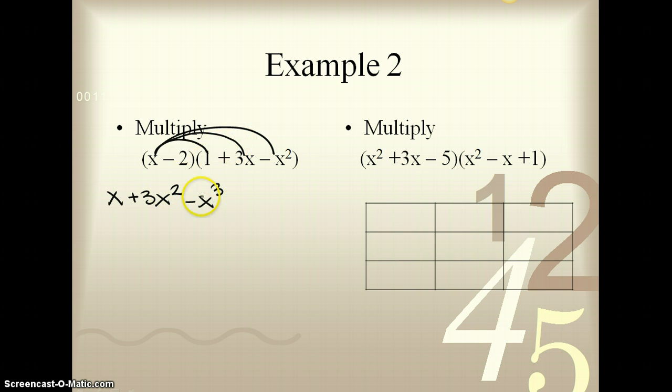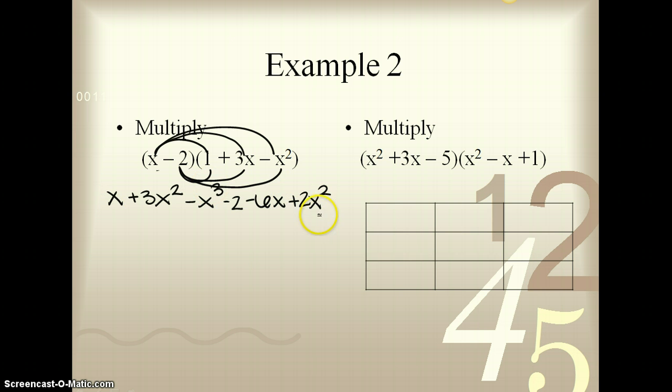Then you're going to do this again, but with the negative 2. So negative 2 times 1 is negative 2. Negative 2 times positive 3x would be negative 6x. And then negative 2 times a negative x squared would be a positive 2x squared.